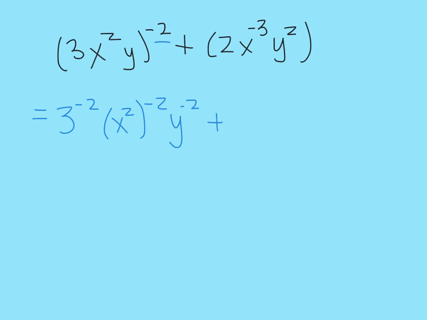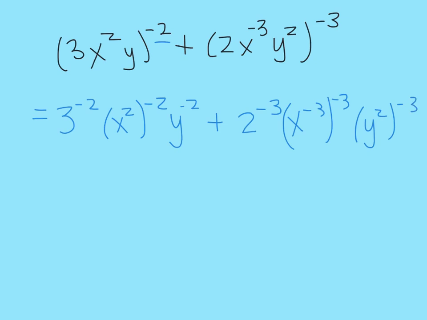This time we don't actually have an exponent on the outside. Let's add one just to practice that a little bit more. Let's make that a -3. Okay, so now distributing that -3, we get 2 to the -3, x -3, that whole thing to the -3, and y squared to the -3.